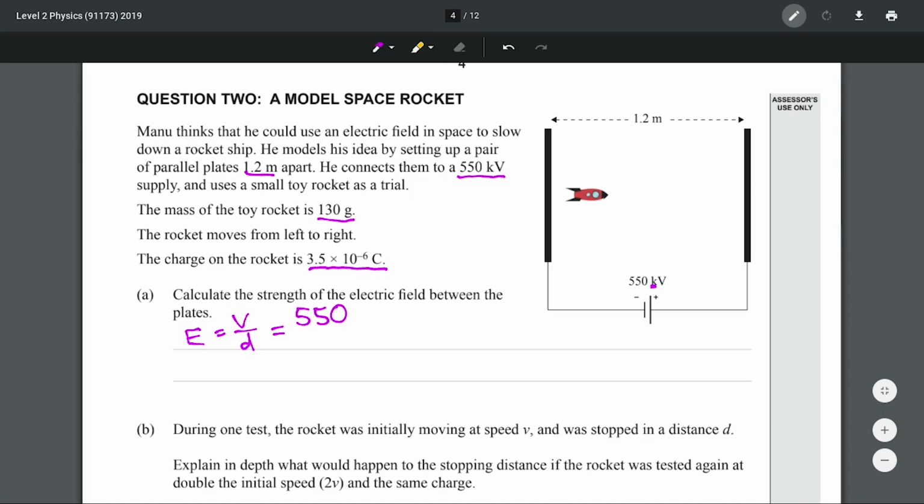Now, note that kilo, of course, means 1,000, so you need to times the 550 by 1,000, which gives me 4.58333 times 10 to the power of 5. And since we're given two significant figures as a minimum in this question, I'm going to round that to two significant figures, which gives me 4.6 times 10 to the power of 5. And the units of electric field are volts per meter.